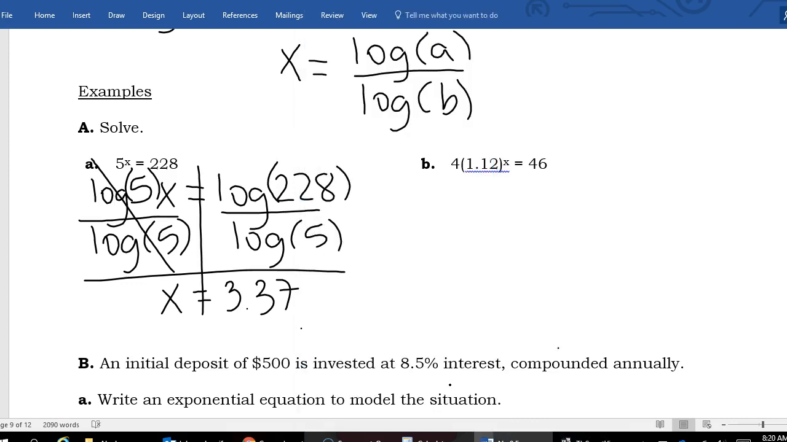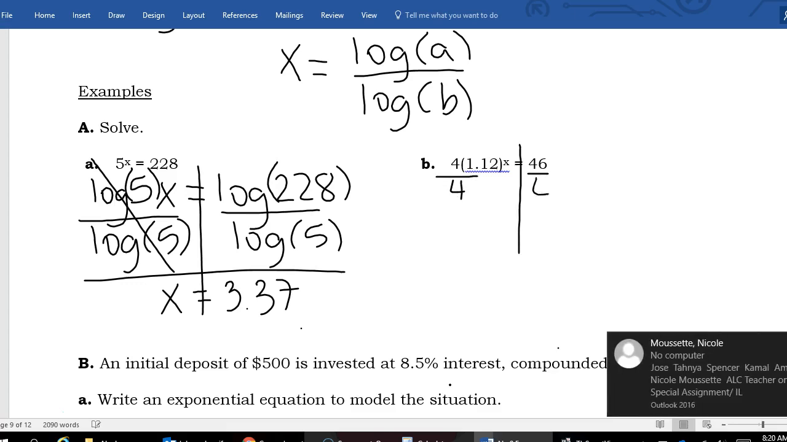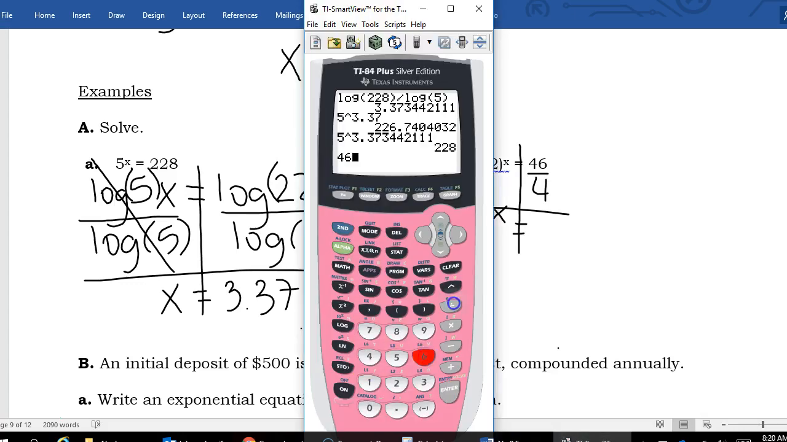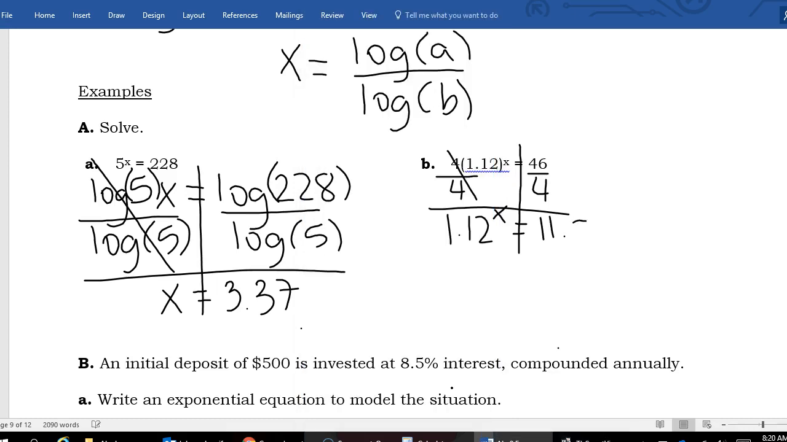Next one, we're going to solve this one. This is our typical exponential form. We have our starting value of 4. Our rate of change is a 12% increase, and we want to know when we are going to reach 46. So I'm going to solve this by dividing both sides by 4. That gives me 1.12 to the x equals 11.5. Now I need to throw some logs on.